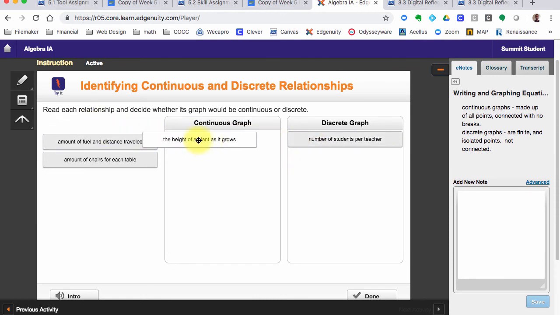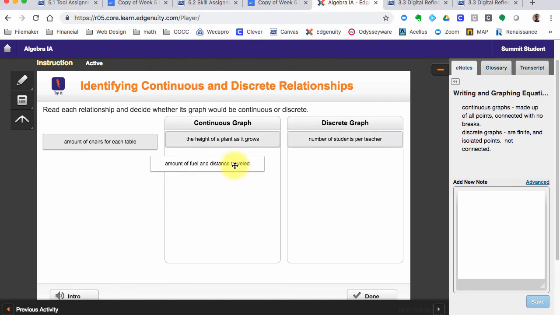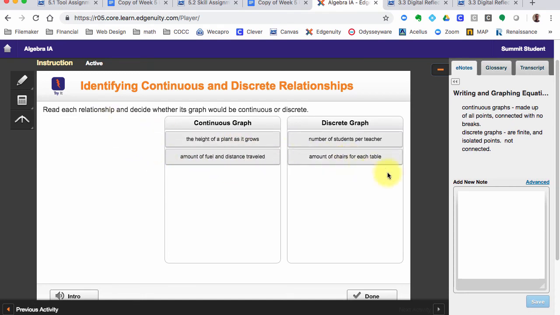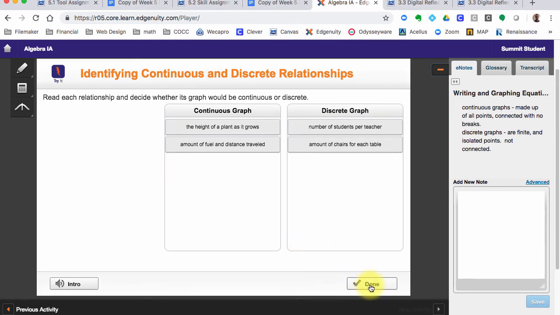I'm going to do this really quick and think about what is continuous, what is discrete. I think I've matched it up. I put it in relationship. Now I need to click done. And there you go. I'm getting some feedback that yes, I did it correct.